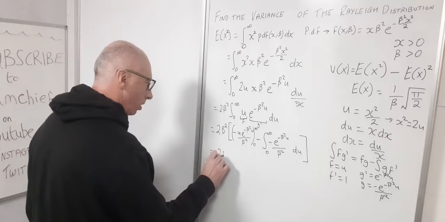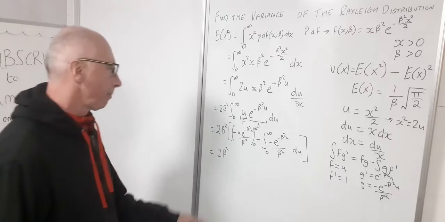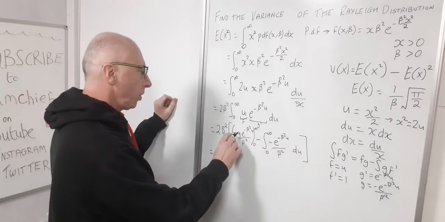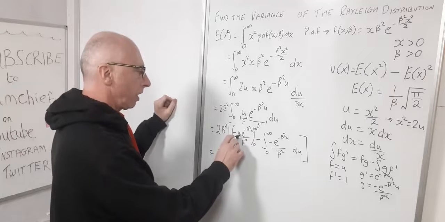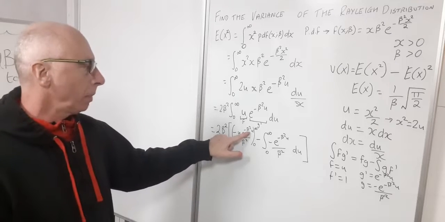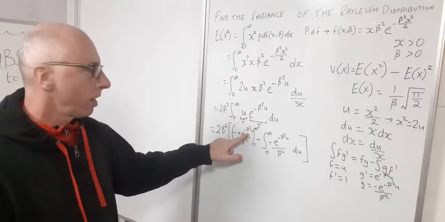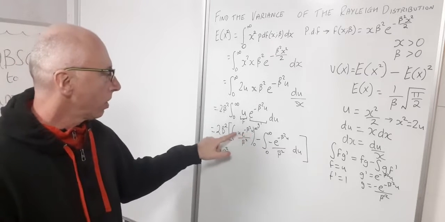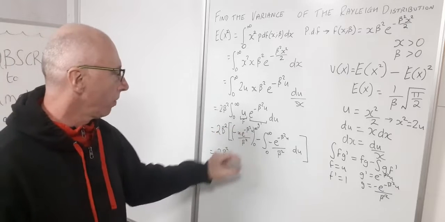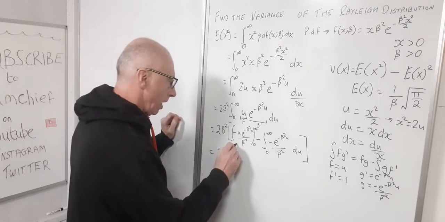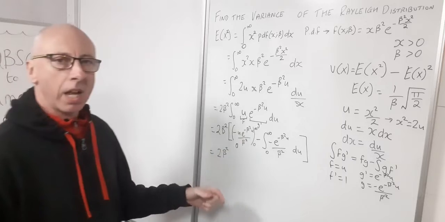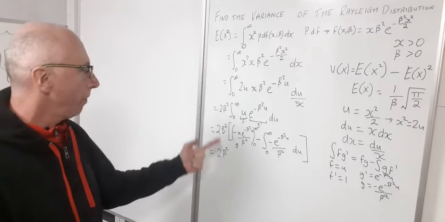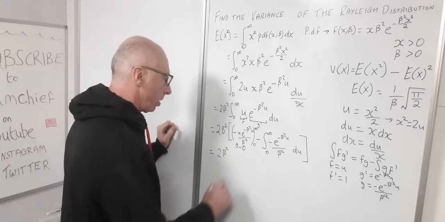So now I've got 2 beta squared. Right, what have we got here? So at infinity, if u is infinity, I've got negative infinity. But this e to the minus beta squared times infinity will just get to 0 with u approaching infinity. So therefore I've got 0 in there at infinity. And then if I plug in 0, my u is also 0. So therefore this whole thing is just 0 minus 0.